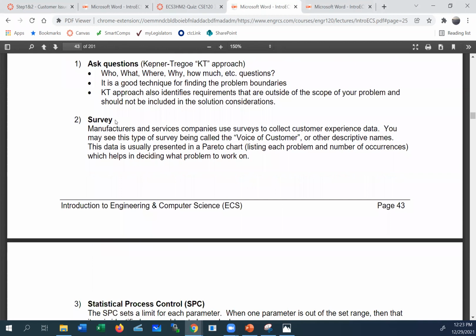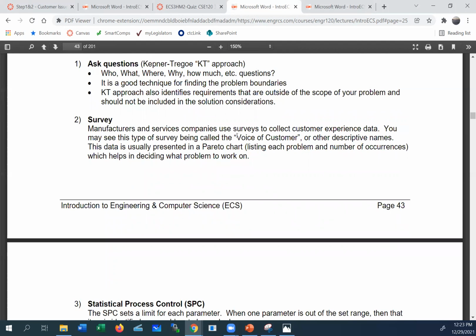Survey is another one. You can survey your customer. It's usually a big survey if you have lots of customers sending you different issues over time, and you're trying to figure out if all those issues are related to the same thing. You may survey customers to see what they have.